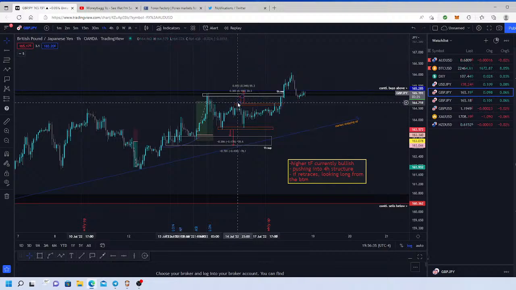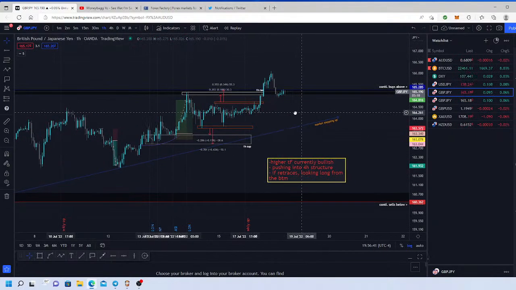I wanted to take buys above this level. First targets would have been at 30 pips, second targets at 55 pips. And as you can see, both of them got smashed.